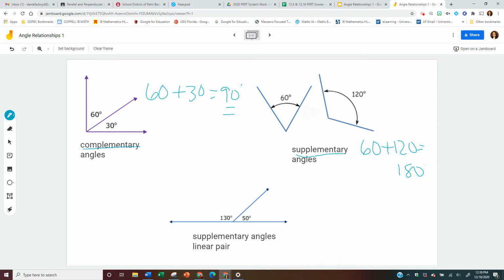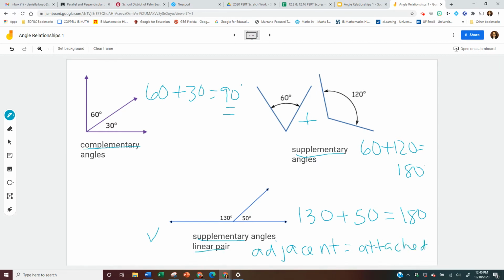Notice that they don't have to be next to each other necessarily, like attached to each other like we see here at the very bottom. Because 130 and 50 make 180, these are also supplementary angles. But because the angles are something that we call adjacent, meaning attached to each other or next to each other, we can also call these a linear pair.